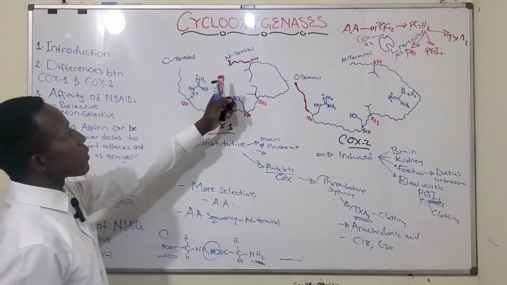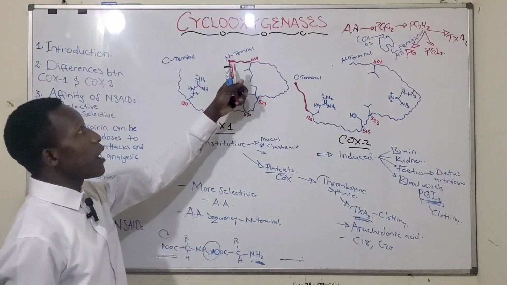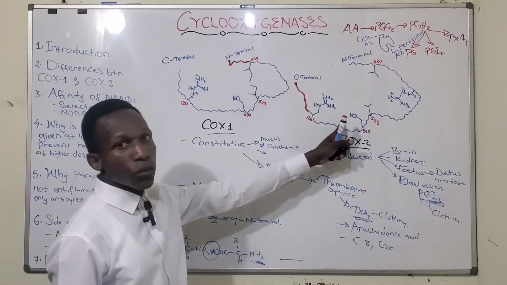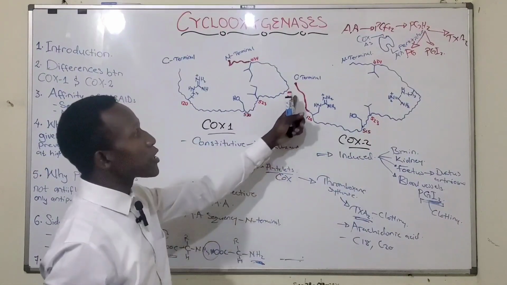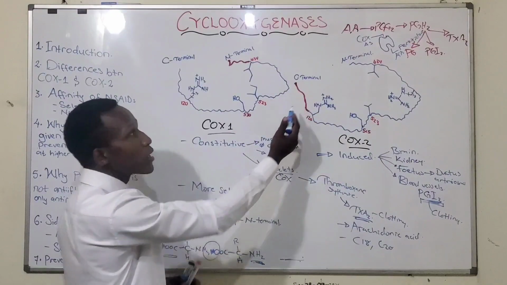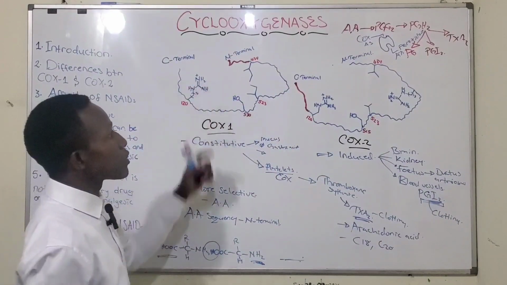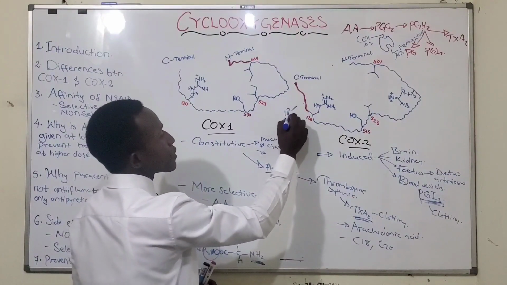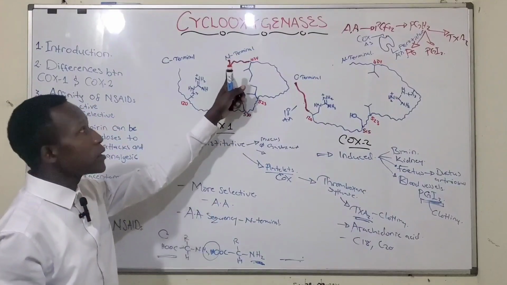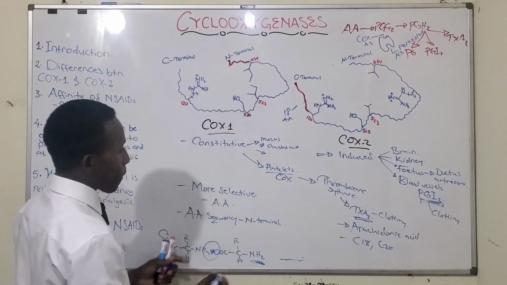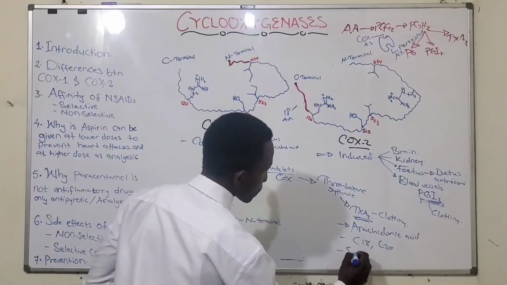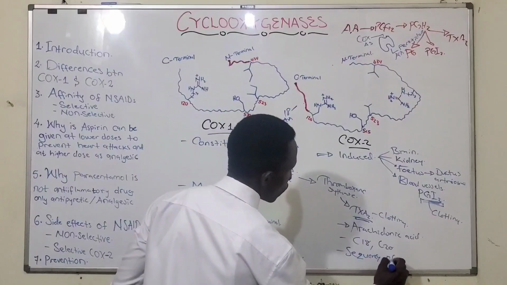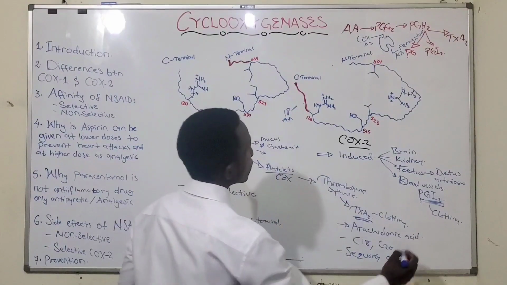Now, COX1 has the sequence of amino acids at the N terminal, which is different and is not there in COX2. But COX2 has a sequence of amino acids at the C terminal, which is not there in COX1. So this one is an 18 amino acid sequence. This one is a 17 amino acid sequence. So this one has a sequence of amino acids at the C terminal.